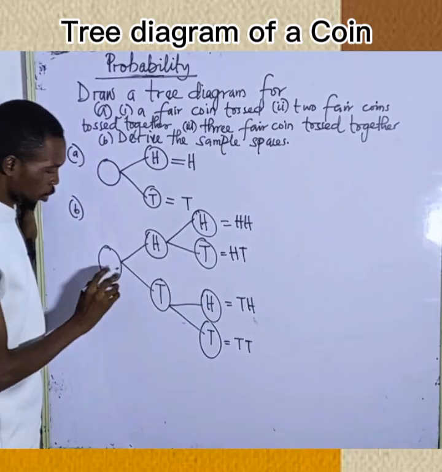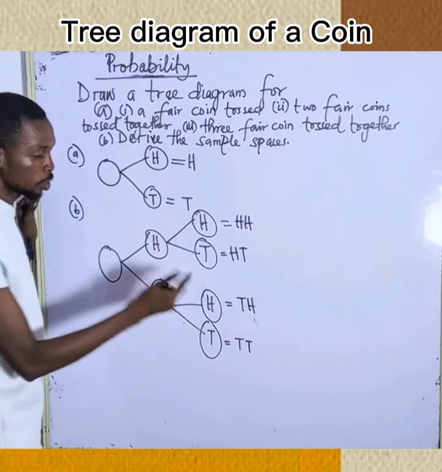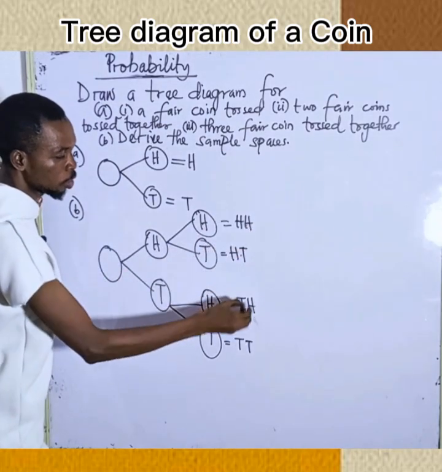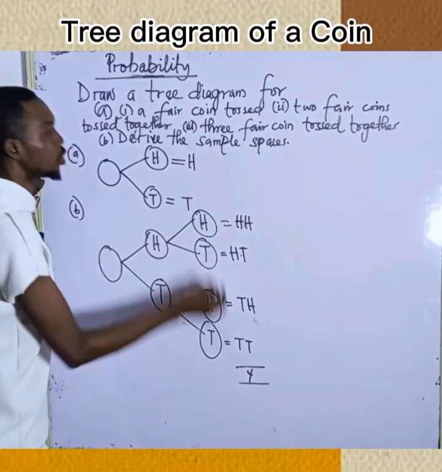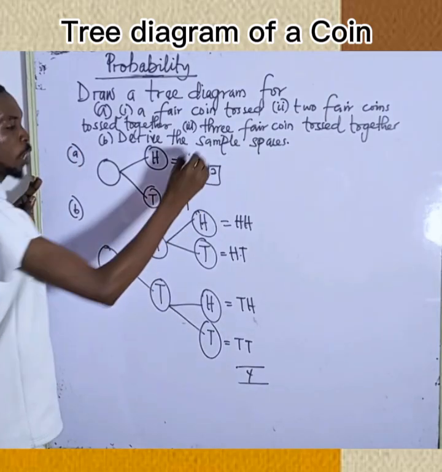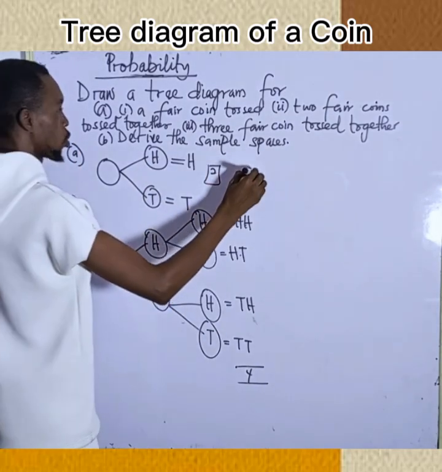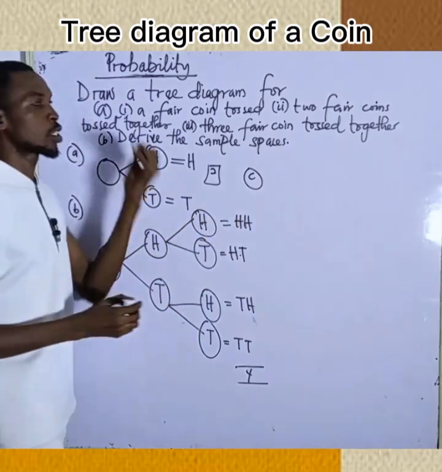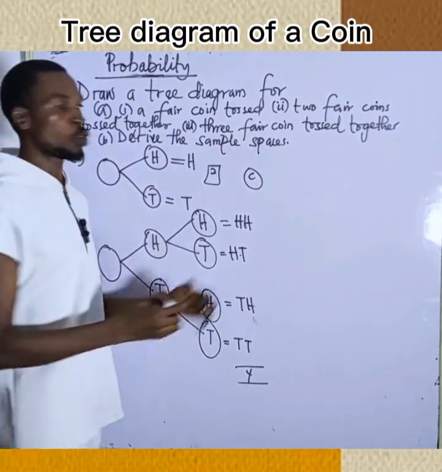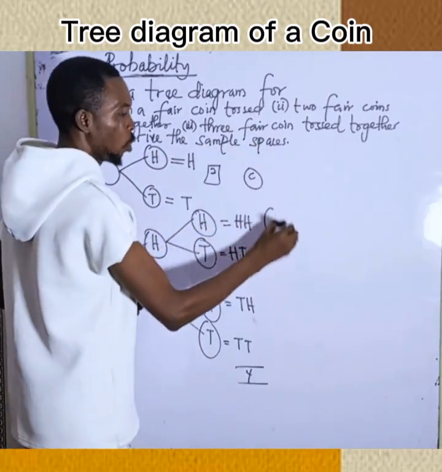You see that for a coin tossed twice or 2 coins, the total outcome is what? 1, 2, 3, 4. 4. While this one is what? How many? 2. And finally, when a fair coin is tossed 3 times, meaning 3 fair coins tossed together, you have the coin here.